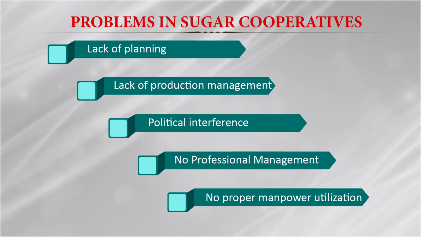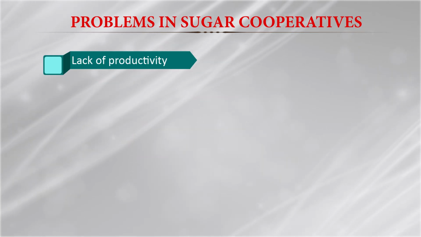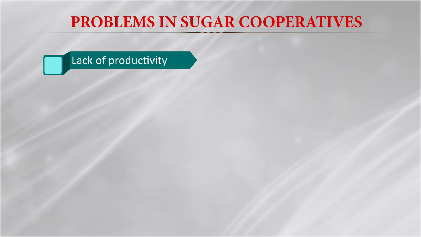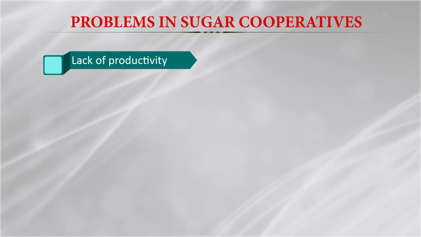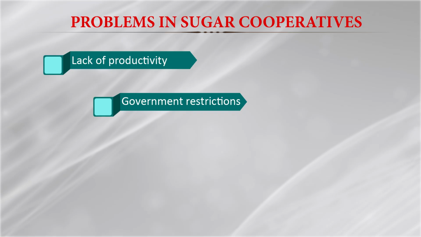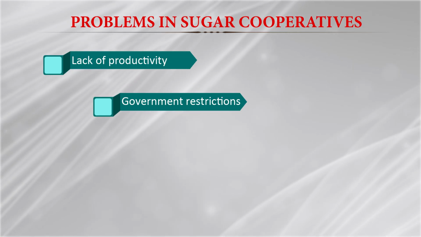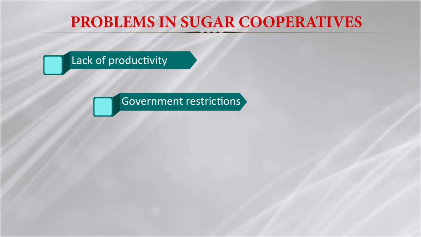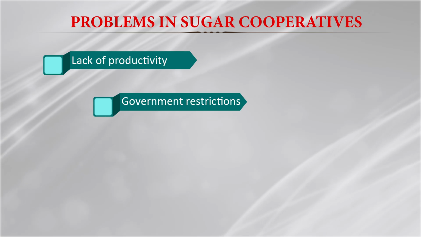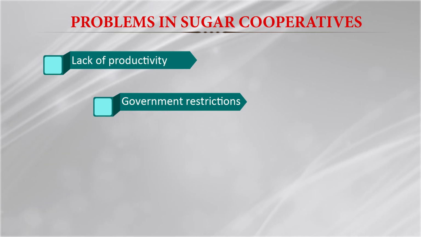Then there is lack of productivity. Over the period of time, we see the productivity of the cooperative sector is also declining, and there are a lot of restrictions from the government side. Actually, the government fully regulates the functioning of the cooperative society, so there are a lot of restrictions in taking decisions, in taking their various operational decisions, and in marketing also. There are a lot of government restrictions in the functioning of the cooperative society.